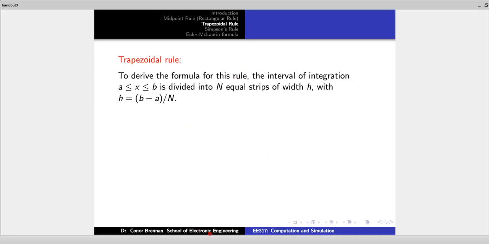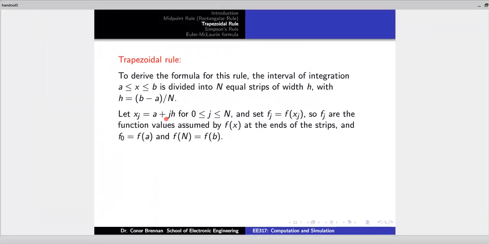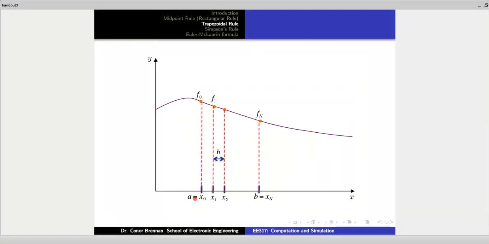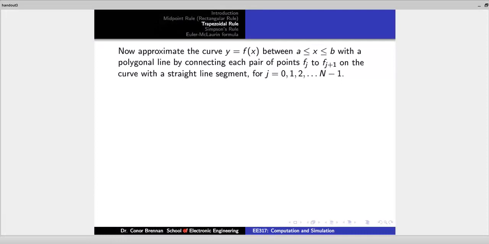So what we do is, again, we make n equal strips, slightly different this time. We have x_j not being the midpoints, we have x_j being the starting points, only a slight difference. f_j is still the value of the function at these nodes, such that f_0 is f(a) and f_n is equal to f(b). So let's draw a picture. Here's the trapezoidal rule, slightly different. x_0 corresponds to a, x_n corresponds to b, and these nodes are now at the start of the intervals rather than the midpoint. Here's f_0, the function value at x_0, and so on and so forth.